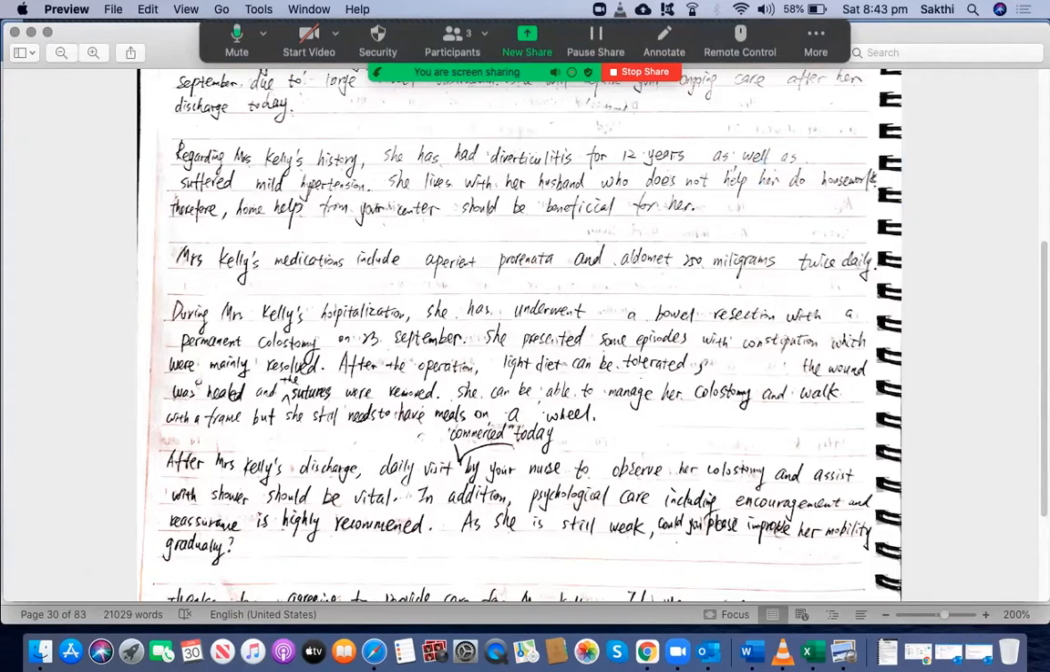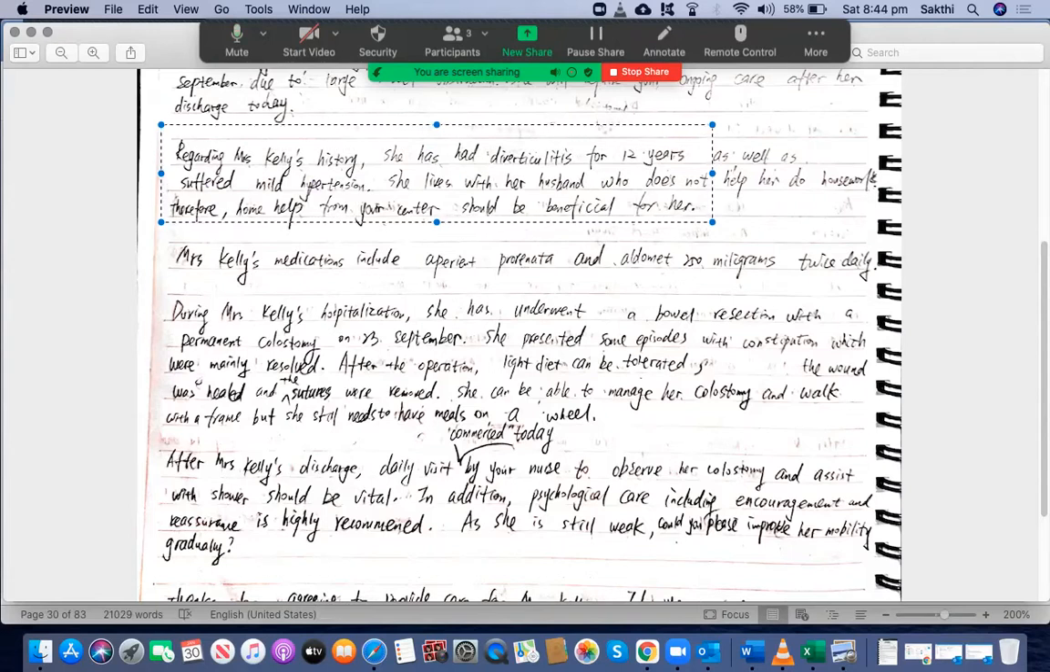"Therefore, some home help from your center should be beneficial for her." Okay. So what we would like to do is mention all the services required only in the concluding paragraph. We don't want to split them here and there. Otherwise, the problem is that sometimes you mention the same information twice, in the concluding paragraph as well, and here also. So it's not good. Do you understand what I mean?